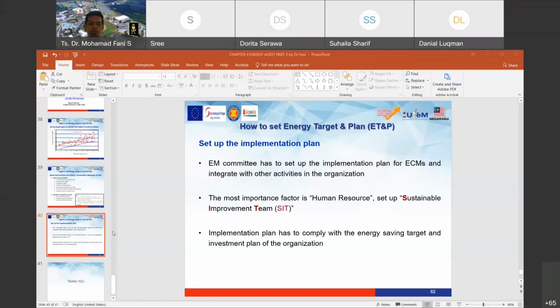So the implementation plan has to comply with the energy saving target and investment plan of the organization. Of course, the implementation plan must comply with the target. So how many percent? 10%. So to improve the BEI by about 10%, or to reduce the CO2 emission by about 10%. So that's the target. And for the investment plan, if the organization has prepared about 1 million budget to replace this kind of system with a new one, then you need to come up with a proper plan on how we can replace this system in the proper way.